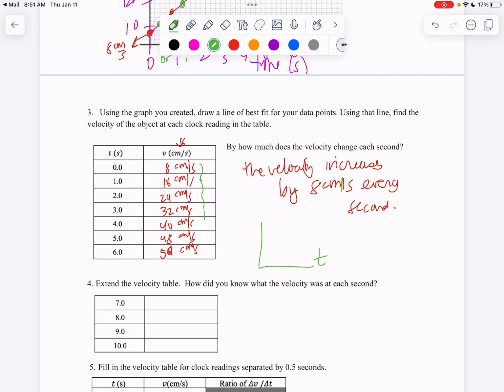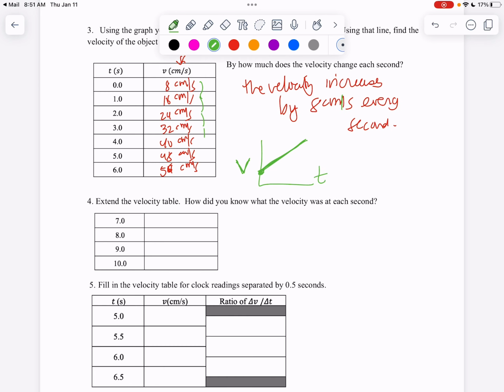Okay, that's what makes this graph now a line. This is different than the velocity graph we saw before, right? Because before the velocity was constant and the graphs were flat. Now they're diagonals, okay? If I wanted to keep going, I could just keep adding 8, okay? So 56 plus 8 is 64, right? And then another 8 is 72. Another 8 is 80. Another 8 is 88.